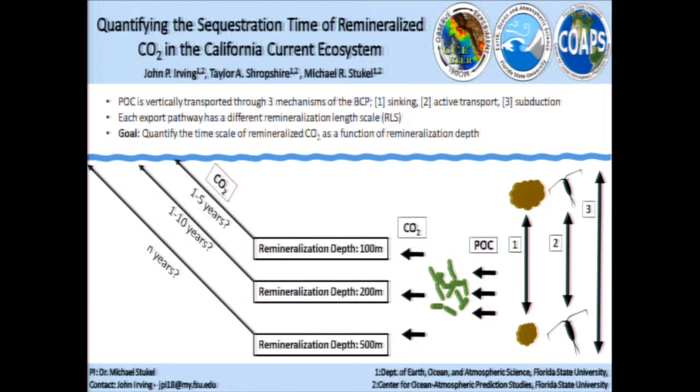POC can be vertically transported in the upper water column 3 ways: sinking, subduction, or active transport. This POC is remineralized into CO2 by bacteria or archaea, and each of these export pathways has a different depth at which it can be remineralized. So our goal is to see the sequestration time as a function of remineralization depth.